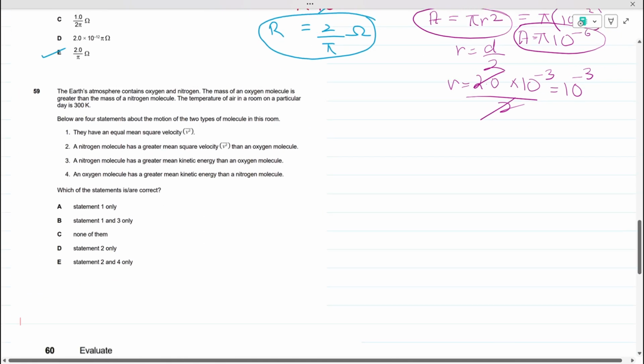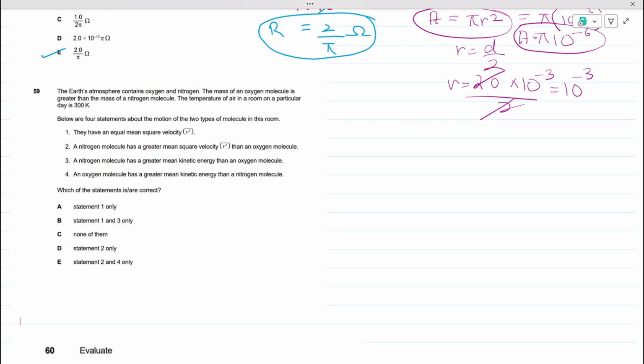Now we are going to solve the second last question finally. The question says the Earth's atmosphere contains oxygen and nitrogen. The mass of an oxygen molecule is greater than the mass of a nitrogen molecule. That we already know. Oxygen has a mass of 16 AMU and nitrogen has a mass of 14 AMU. The temperature of air in a room on a particular day is 300 Kelvin, which they have already given to us. We are just supposed to find the kinetic energy. For finding the kinetic energy, we have two formulas. Initially, the kinetic energy that depends on the temperature, for that we have the formula.